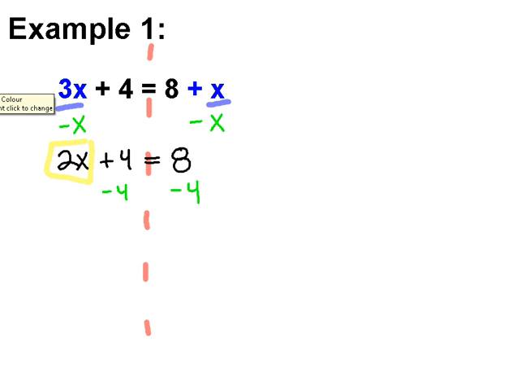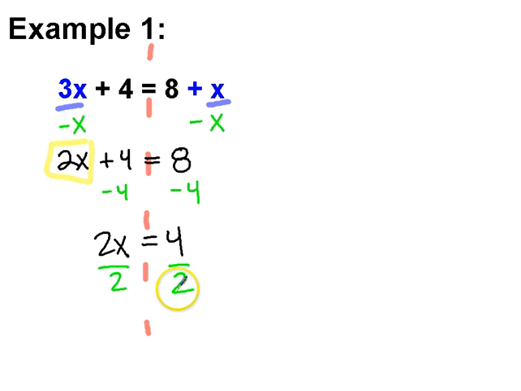And we are left with, at this point, 2x on the left is equal to 8 take away 4, which gives us 4. And then lastly, I want to get rid of my coefficient. And so I would divide by 2 on both sides, leaving me with x is equal to 2.